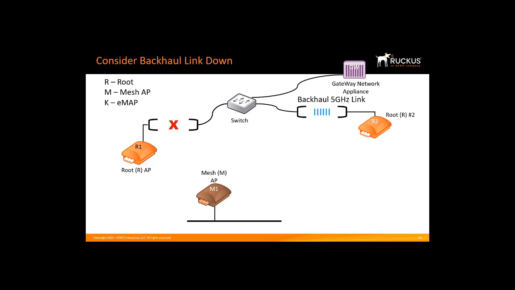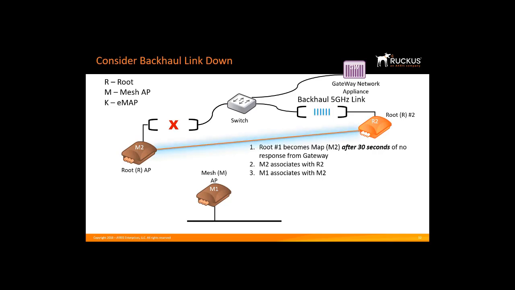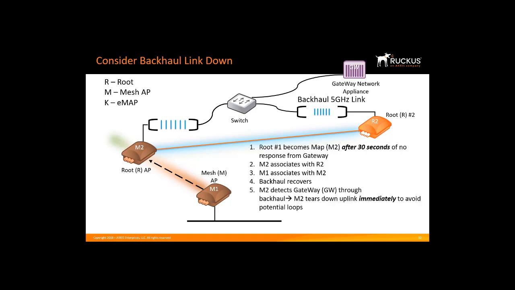Let's review the situation with an Ethernet connection between a root AP and a gateway that goes down. The root AP then becomes the meshing AP. The meshing AP evaluates the connection to the root AP2 and makes an association. Meshing AP1, evaluating its options, sees that there is a better path through mesh AP2 and makes a forwarding decision to forward its traffic through mesh AP2 to root AP2.